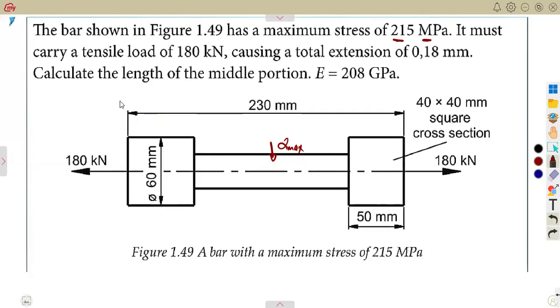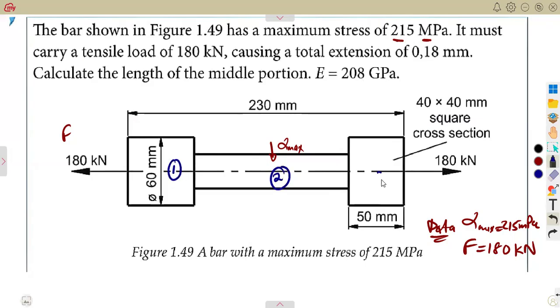It must carry a tensile load of 180. That is the tensile load. We are given the force this time. Total force we are given. 215 megapascal. The force we are given 180 kilonewton. Remember, this force is the same. In series, the force is the same. Same as force here, same as here. So you're going to name your points. Is it A, B, C, or you can name them 1, 2, 3. So it's the force at 1, force at 2, force at 3. It's the same.